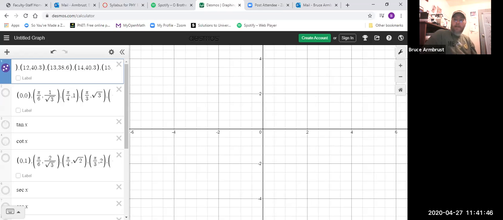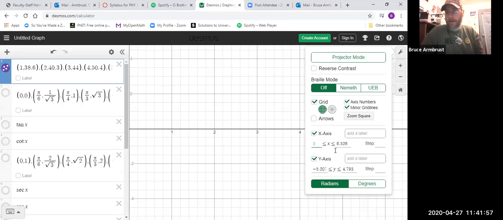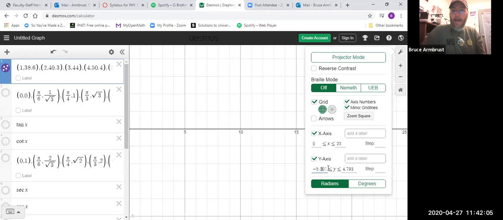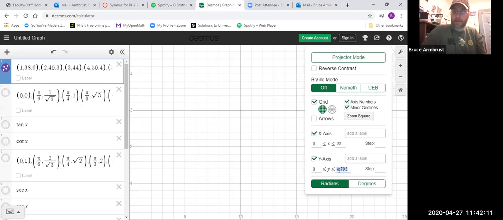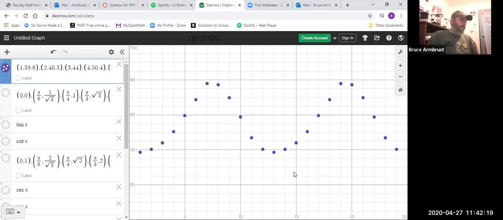Let me change the window on this so we can actually see it, because these values are significantly different. On the y-axis, let's go from say 0 to 100. Or no, on the x-axis, sorry, let's go 0 to 25. That'll give us our two months' worth. I just said two months, I meant two years. And then for the y's, we'll make our temperatures go from 0 to 100. And so there's our data. So what do you think? Does that look kind of like a sine wave?